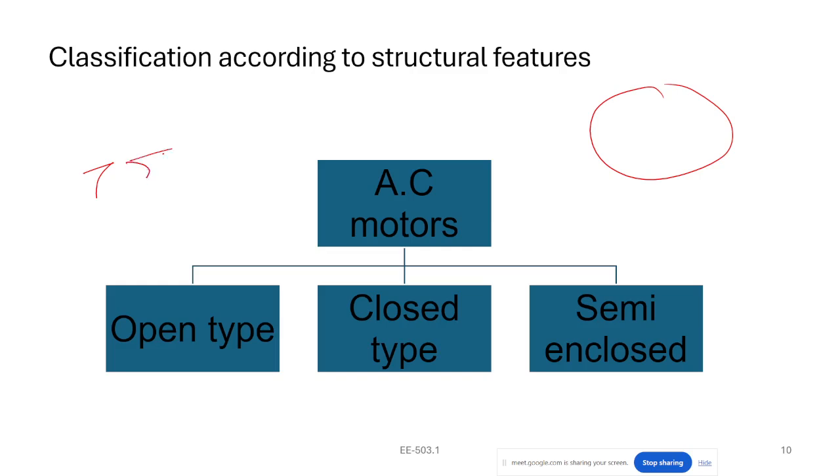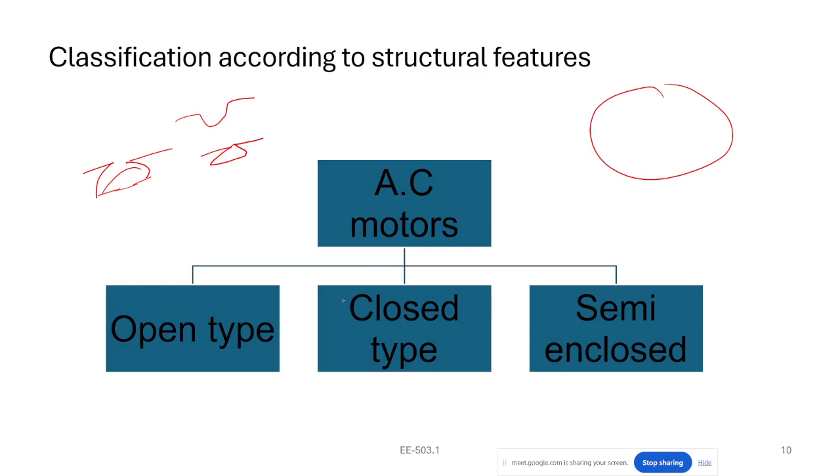If the winding slots look like this, it is an open type. In some cases, if the winding slots are closed, this is a closed type. Semi-closed will also look like this. So these are the three types.